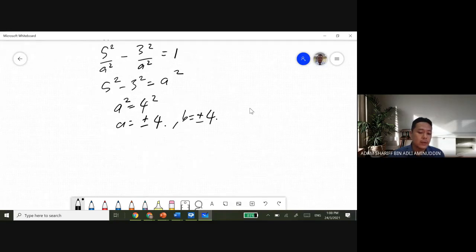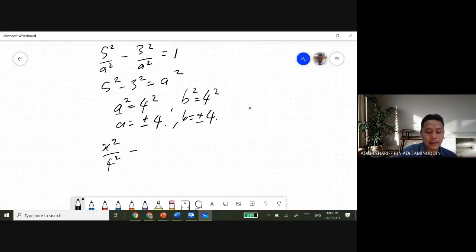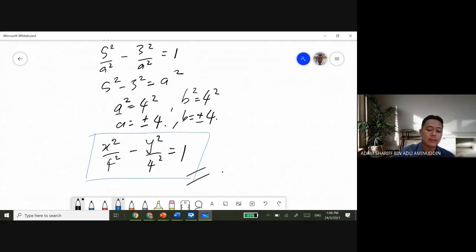You put back into the original equation, x squared over 4 squared, a squared, b squared pun 4 squared, minus y squared over 4 squared equals 1. This will be the supposed answer. And to double check, I plot my graph, and yes, it passes through 5, 3, definitely.